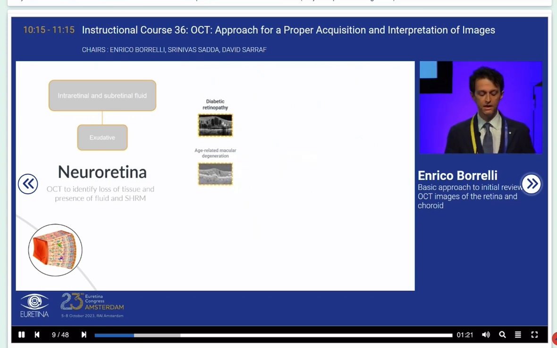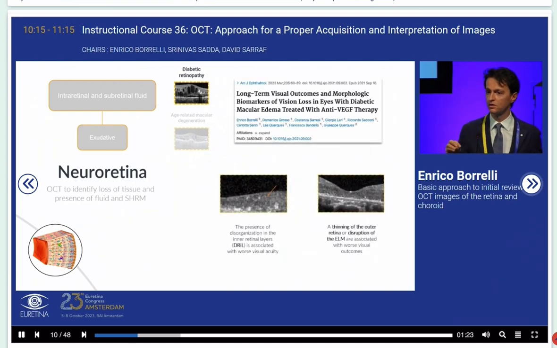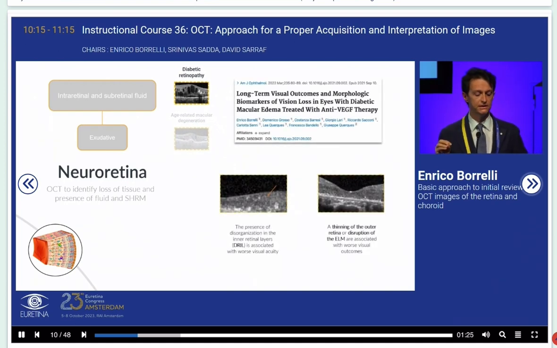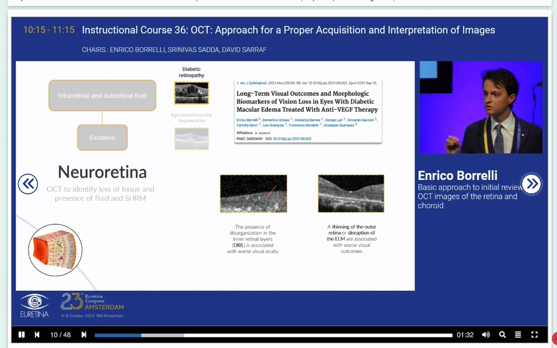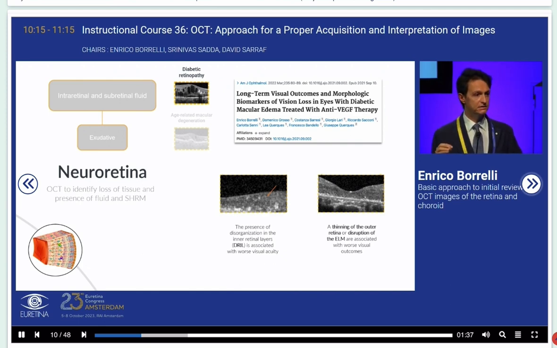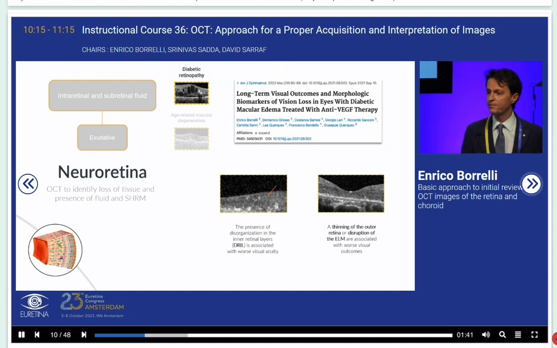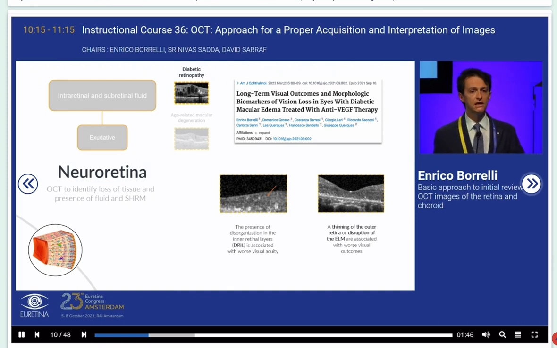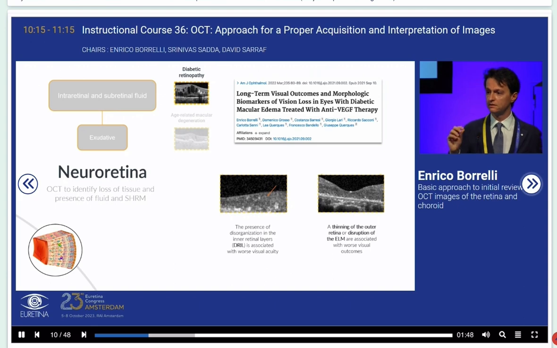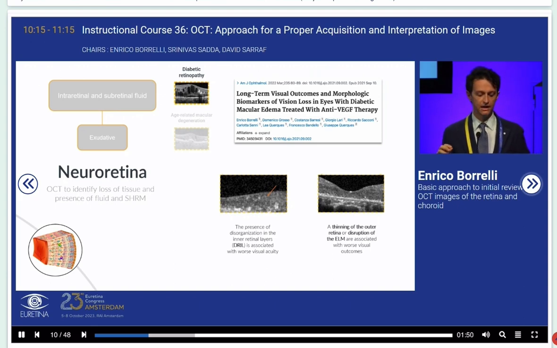So once we have, of course, a case of diabetic retinopathy with intraretinal and subretinal fluid, we must employ a multimodal imaging approach, but using structural OCT, you may also appreciate other characteristics which are associated with worse visual acuity. So if you have a patient with DME, you may want to use a structural OCT even to detect the presence of a disorganization of the retinal inner layers or a disruption of the outer retinal layers.